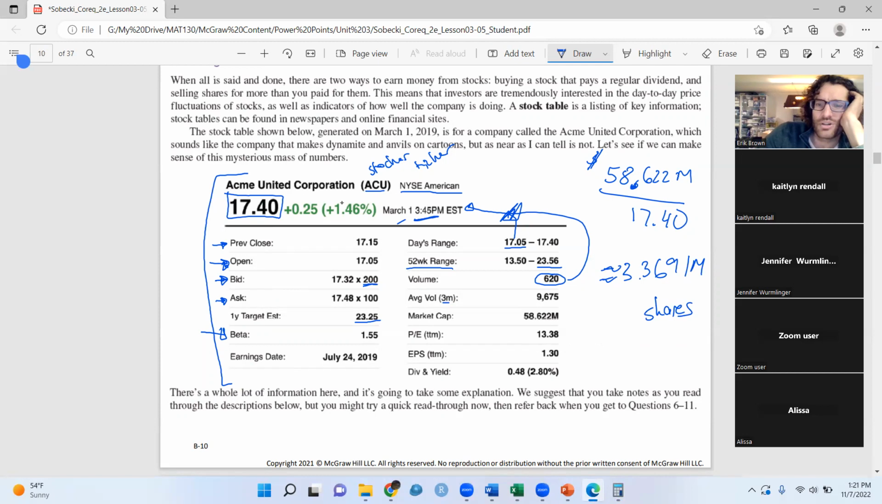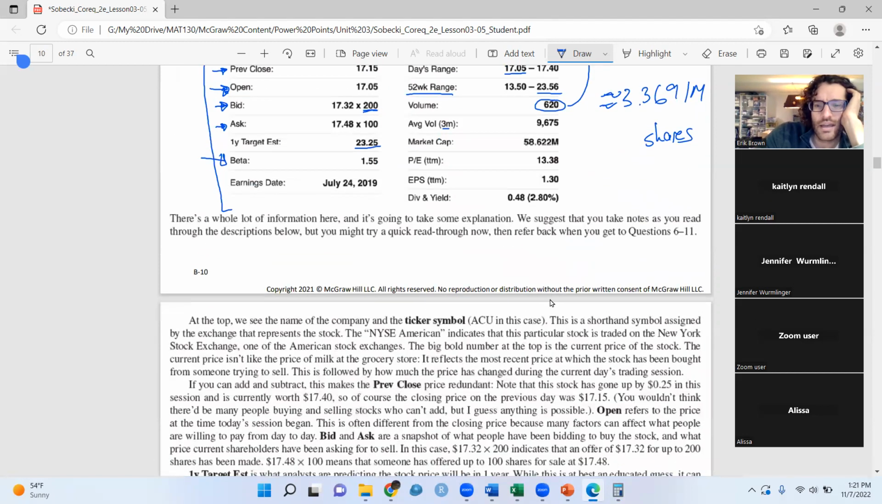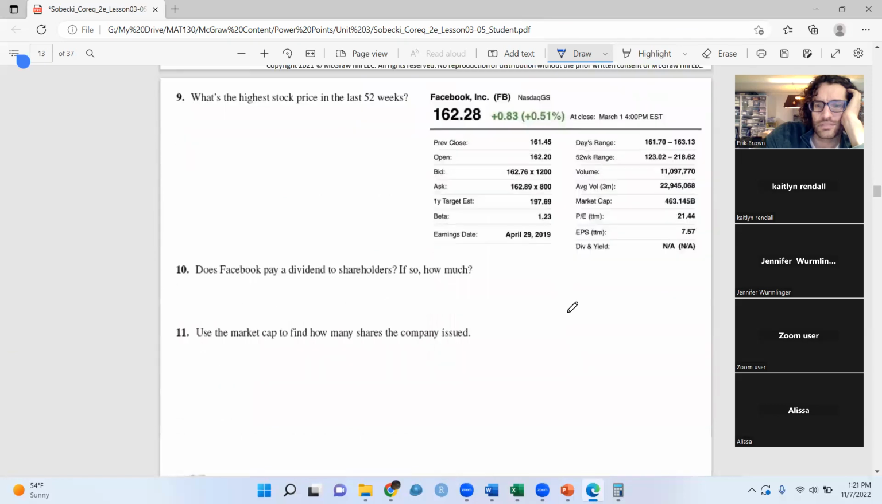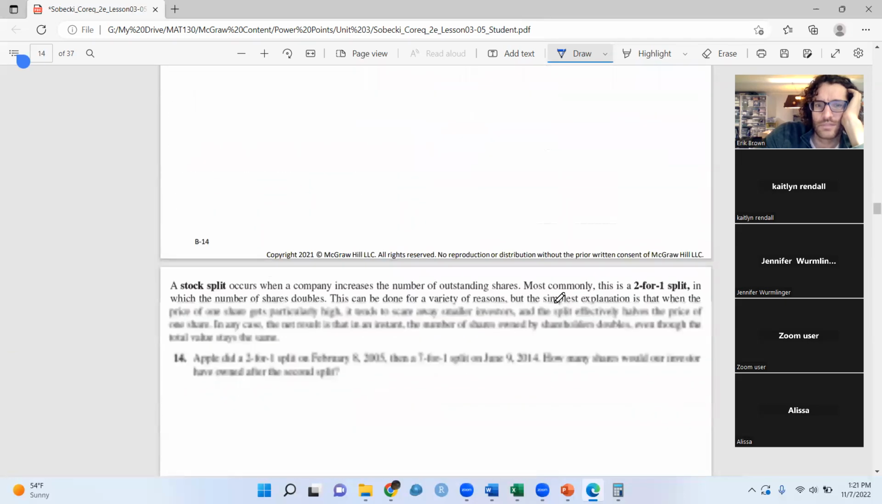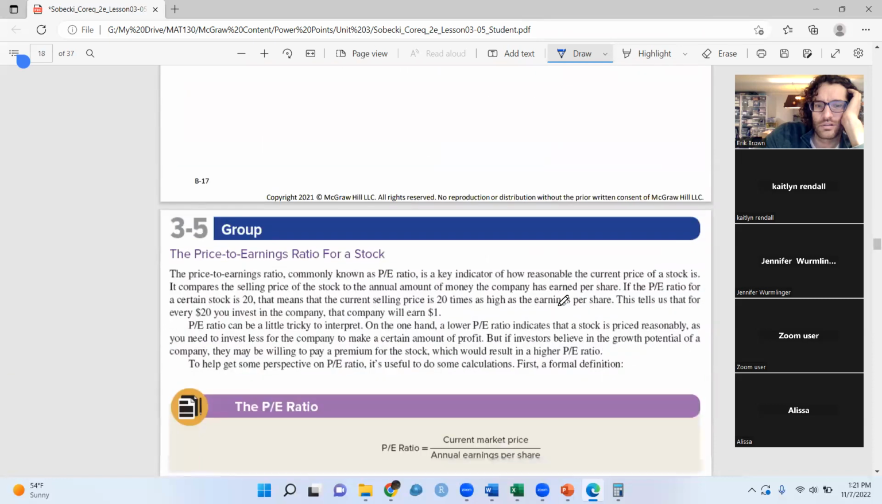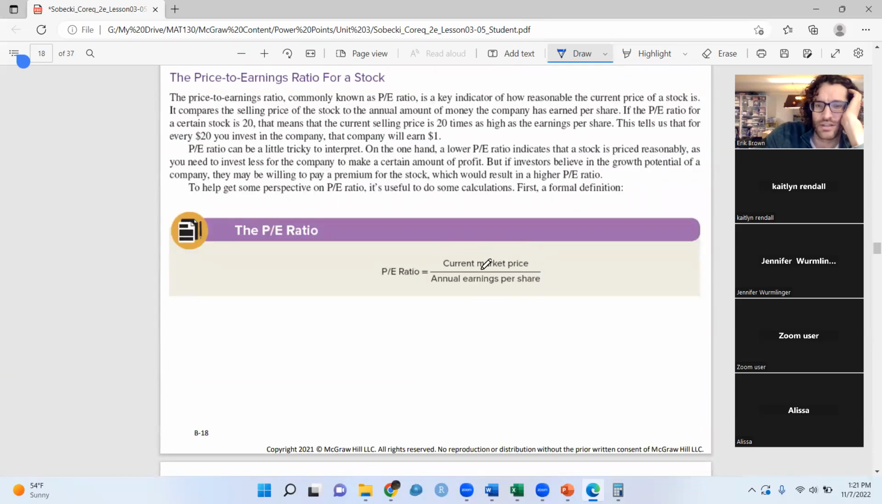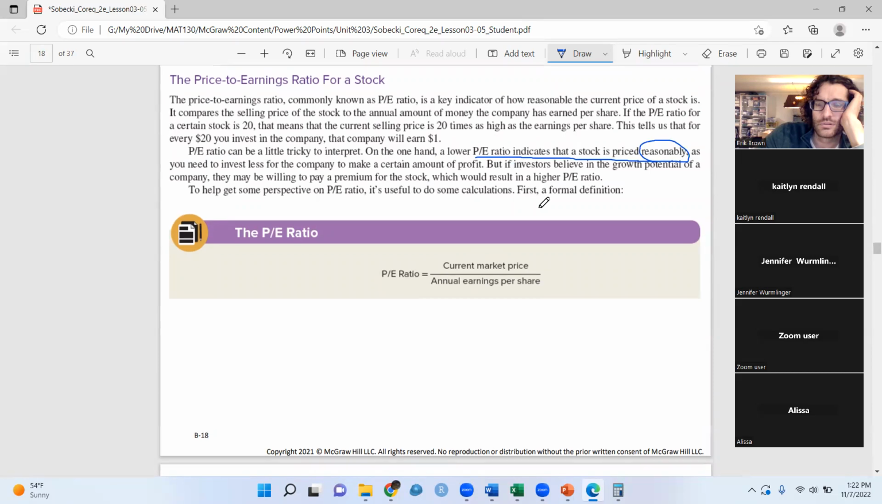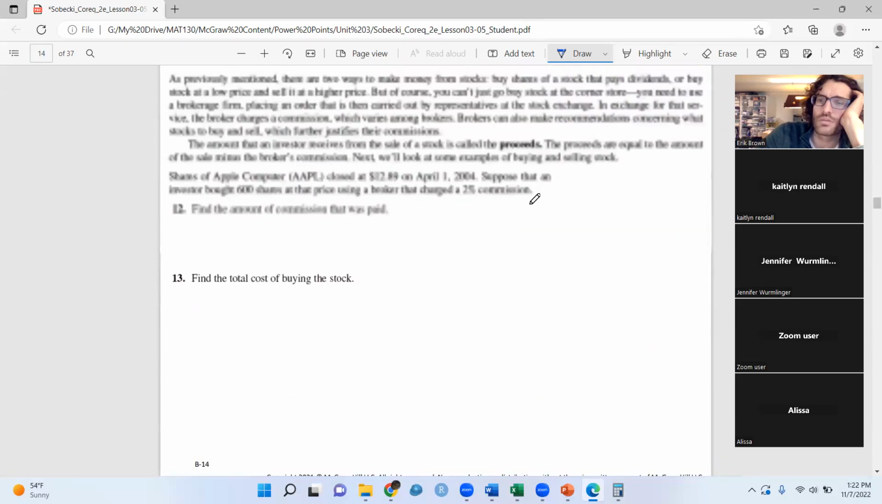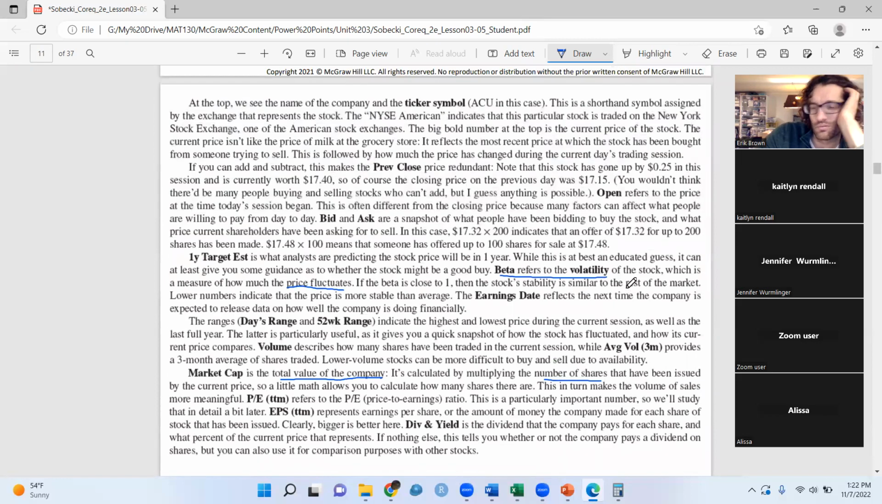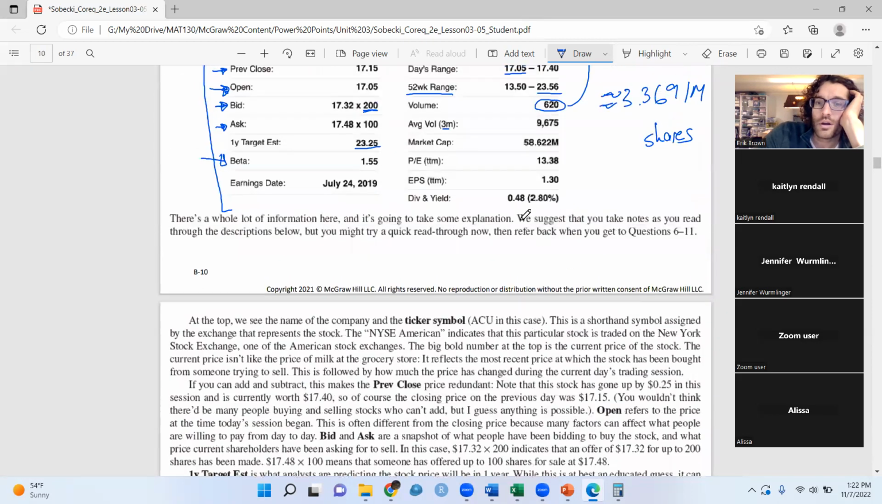The PE ratio we'll talk about a little bit later in the textbook. I often skip it. Where is it? It's down here. It's the current market price divided by the annual earnings per share. It used to be a measurement of whether the stock is priced reasonably or not. So is it worth buying or not? It was one way to help you determine whether to purchase stock. Earnings per share is the amount of money you receive per share.